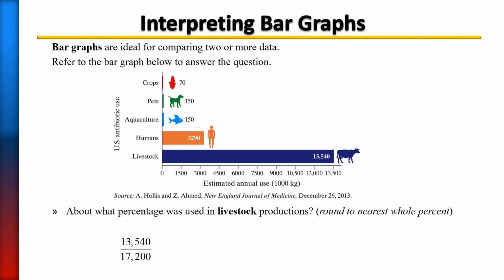Okay, so if you did it correctly, you should have 0.787. Moving the decimal place over 2 places to the right, it's going to give you a percentage of 78.7%. If you round it to the nearest whole percent, that rounds to 79%. And there you have it.